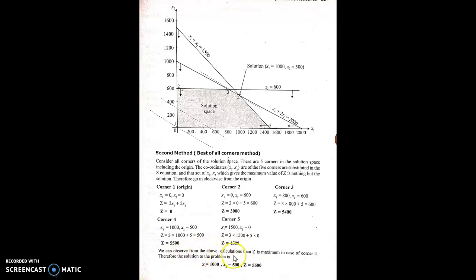Now we can observe from the above calculation that z is maximum in the case of corner number 4. In corner number 4, the values of x1 and x2 are 1000 and 500. This is actually the solution to the given problem. In the previous problem, x1 is the quantity of sweater type A and x2 is sweater type B. How many quantities do we need to manufacture? That is 1000 and 500. Like this, this is the solution to the given problem. Clear?